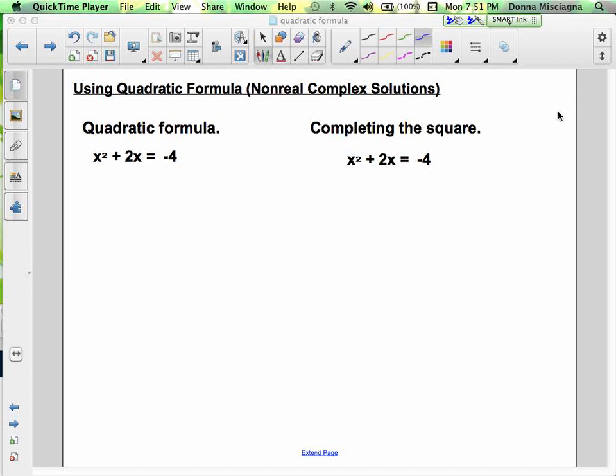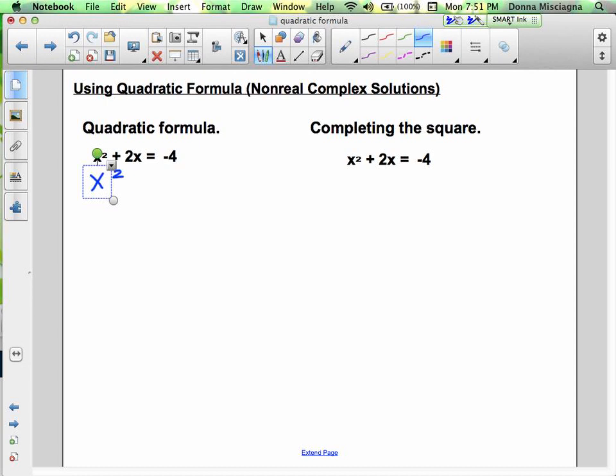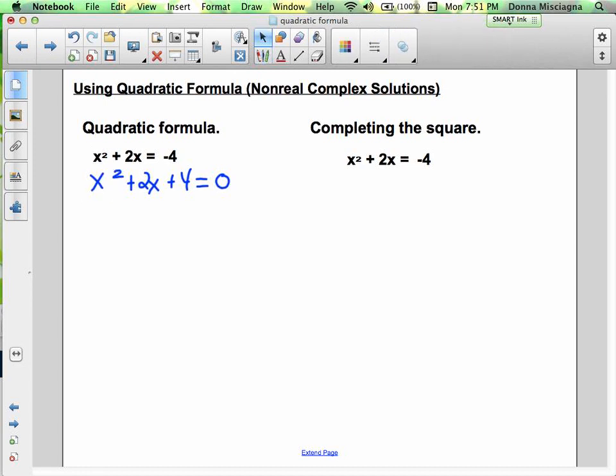So first of all, I notice it's not in standard form. I have to add 4 to both sides. X squared plus 2x plus 4 equals 0. I got stuck with a box there. Let's see if I can get rid of it. I hate looking at those boxes. There we go. All right, so A is 1, B is 2, C is 4.